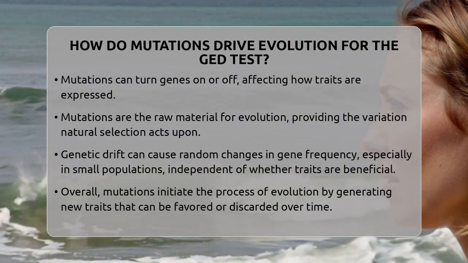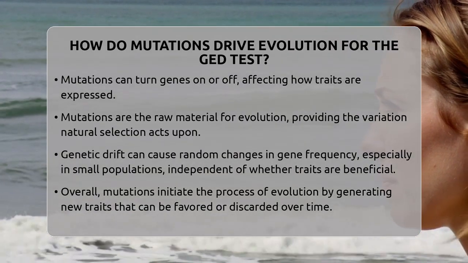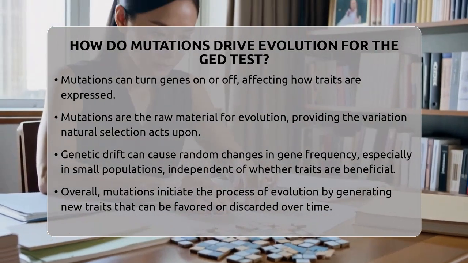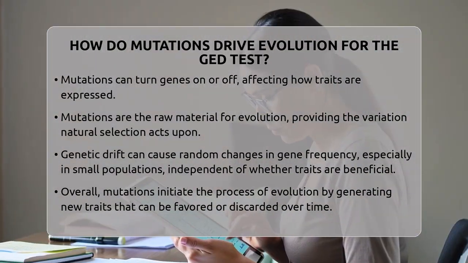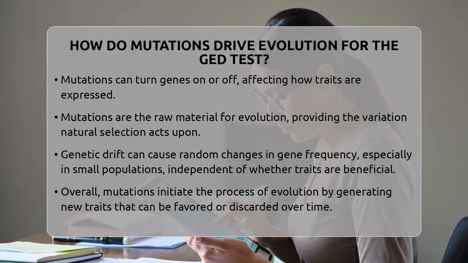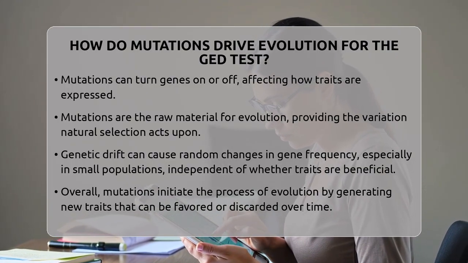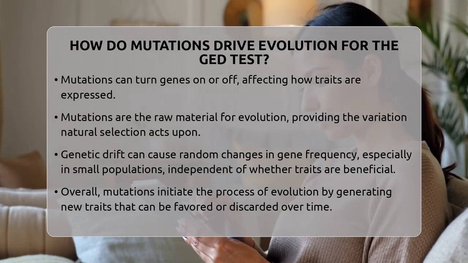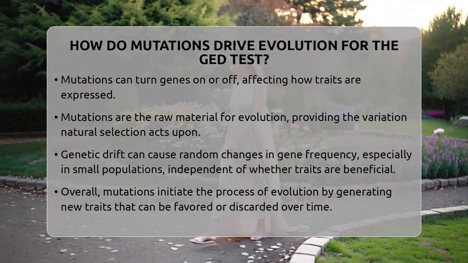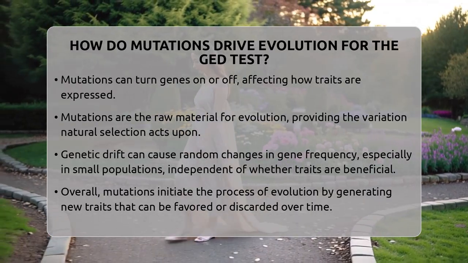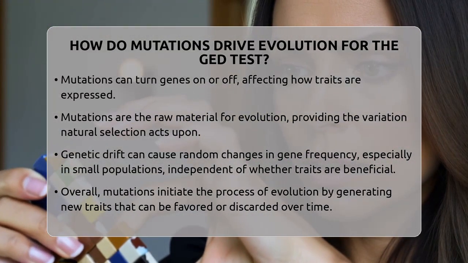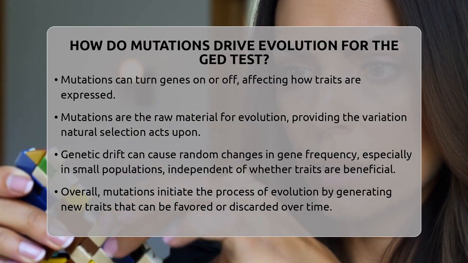So, in summary, mutations are the starting point of evolution. They generate new traits, some of which can give organisms an advantage. Natural selection then favors these beneficial traits, making them more common over time. This process explains how species change and adapt through generations. Understanding how mutations drive evolution is key to grasping the bigger picture of life science and natural selection.